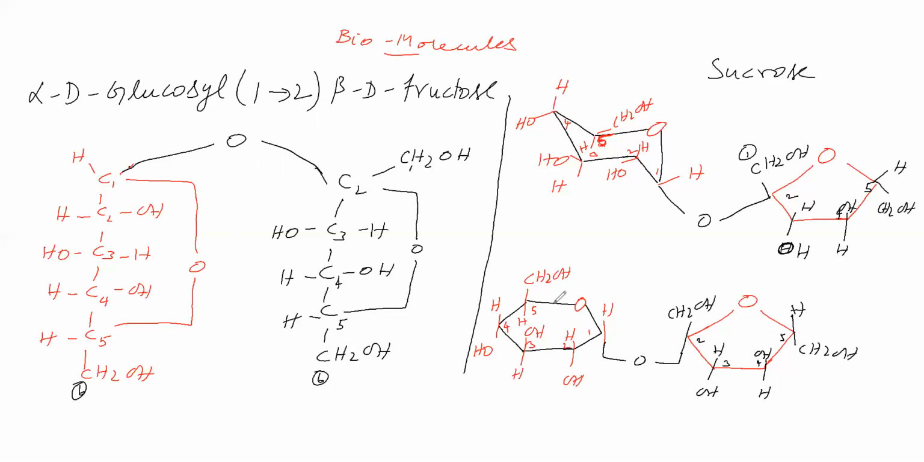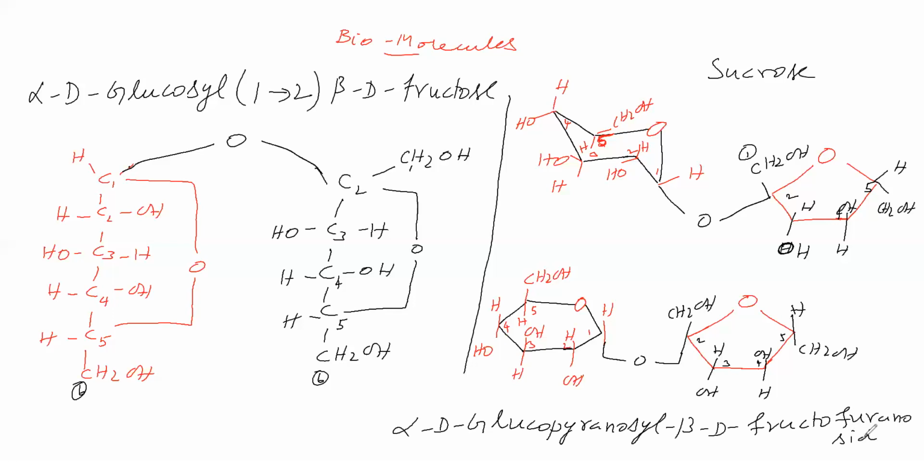Okay, next. What is the name of this one? That we will see. This is alpha D glucose in pyranose form. So alpha D glucopyranosyl we can say. It is a beta D fructose in furanose form. This we can say beta D fructofuranoside. So alpha D glucopyranosyl, beta D fructofuranoside. Like this we can say for this sucrose.